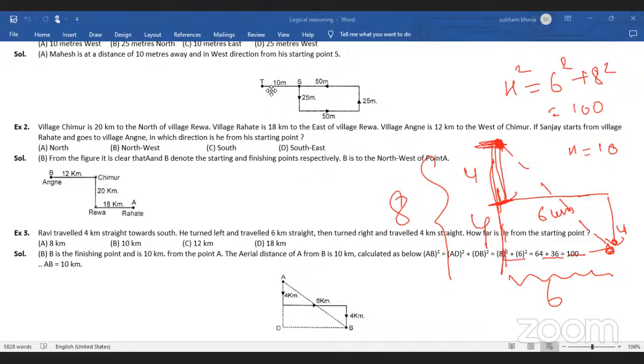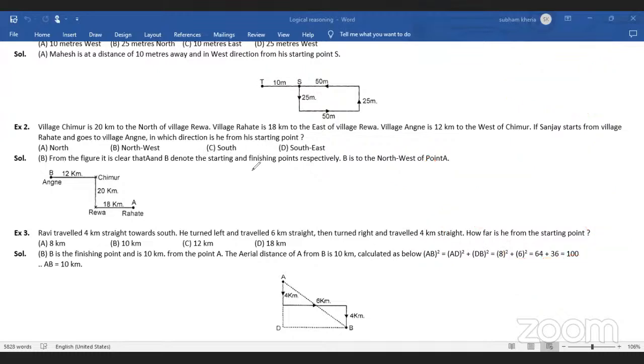Got it? Yes or no? Yes, sir. Chalo. The next day we'll be discussing 2-3 more topics of reasoning. Also we'll be discussing 1-2 more questions tomorrow for direction sense. And then we'll be going to data interpretation, the last class, the last part.